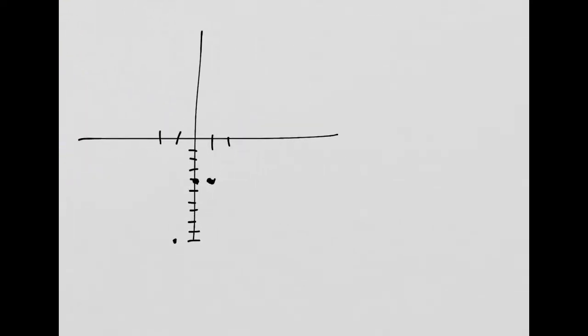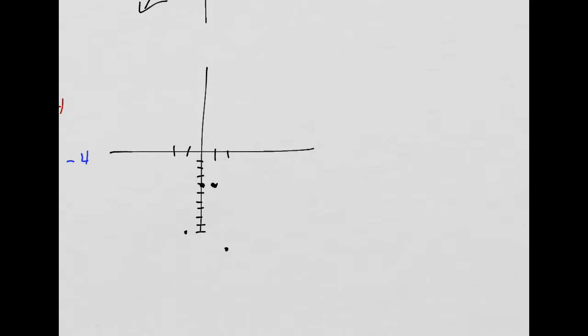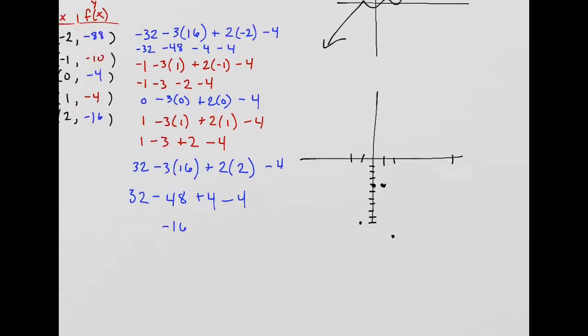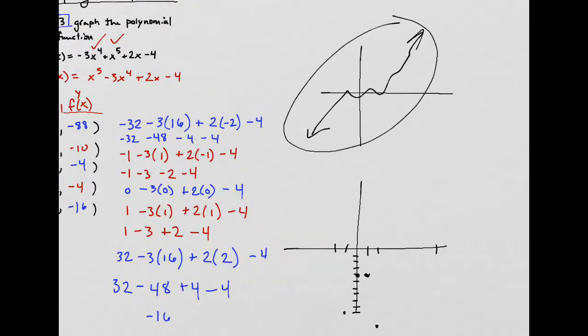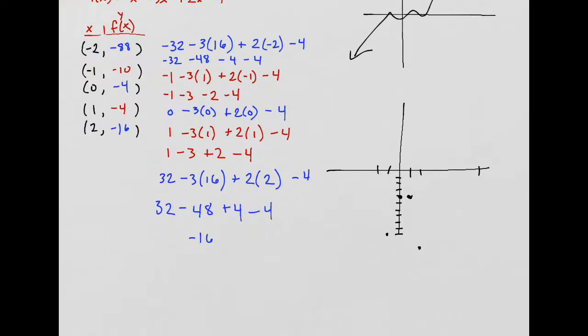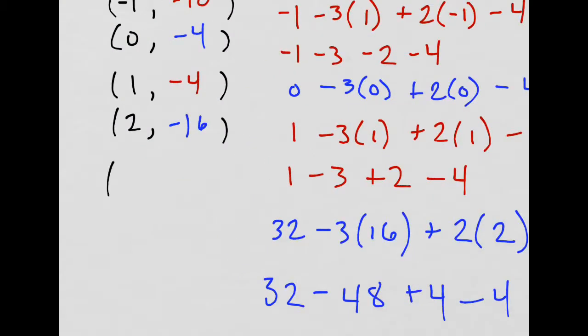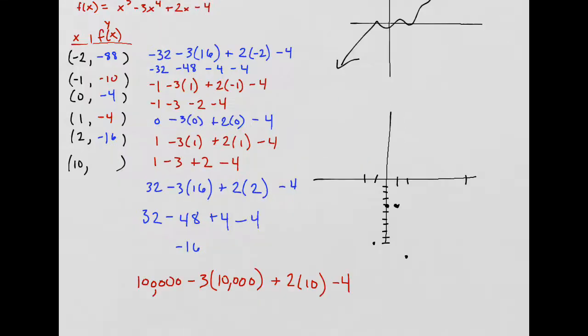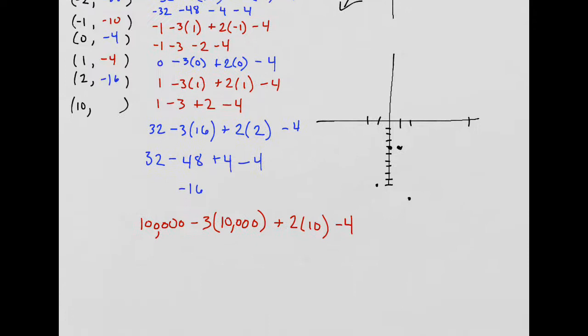2 comma negative 16. Well, that's way down here. Wait a minute, and you're thinking like, what? It looks like that. Well, if I plot maybe something, let's plot 10. It should give me something way up there, because it should look like this, so I'm going to check it. I'm going to plug in a positive 10 and see what happens. So I'm going to plug in one more. 10, comma, whatever. Alright, let's see.